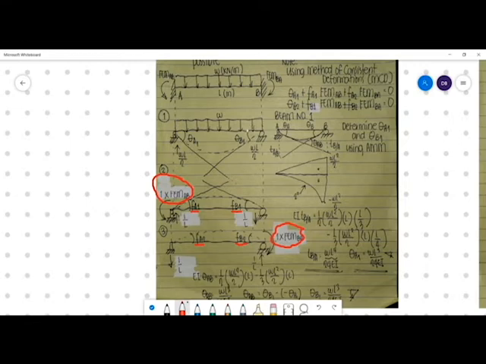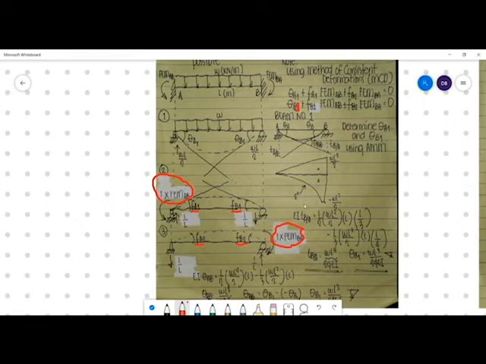Next, on all the slopes on the right, theta B1, this is theta B1, plus FB1 multiplied by FEMAB. This is the slope at B due to 1 kilonewton meter unit moment on the left, plus FB2 times FEMBA, unit moment on the right.